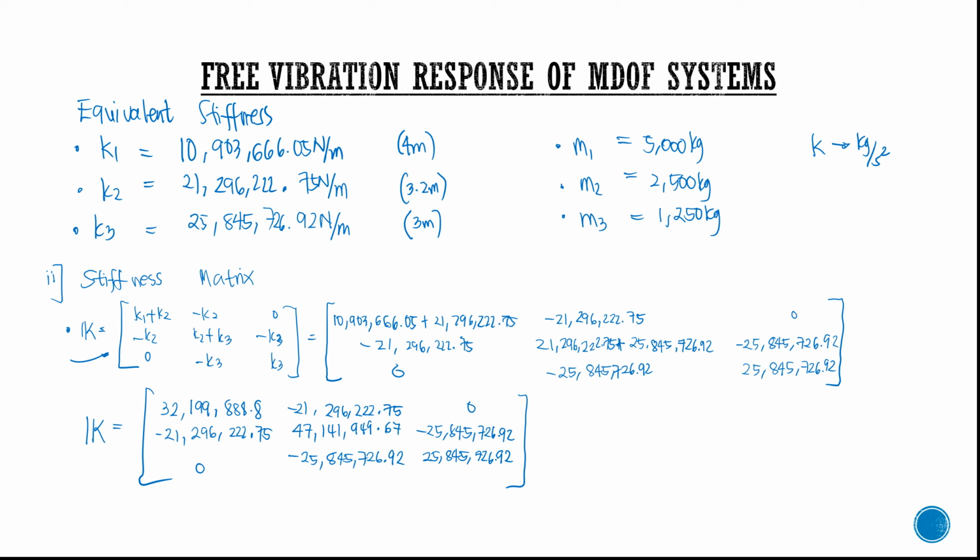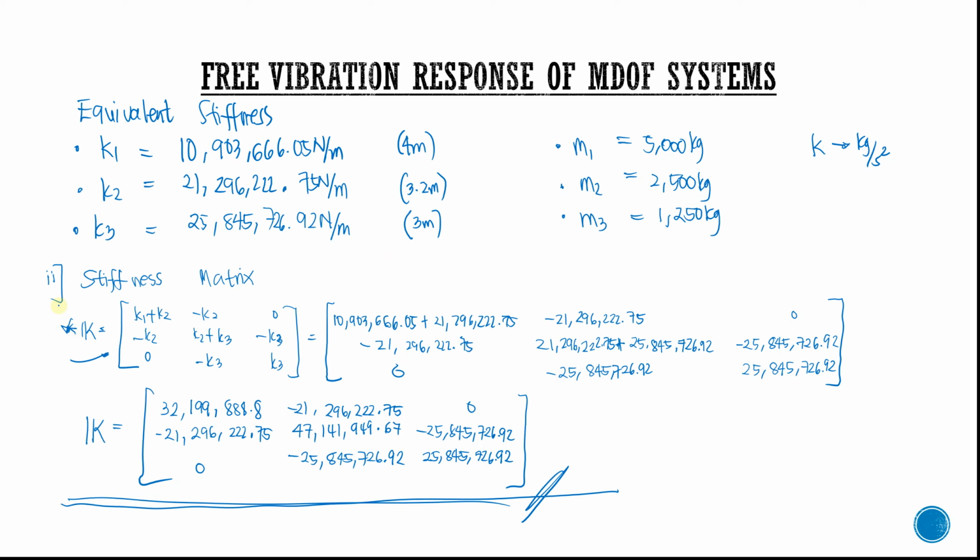So we just added the stiffness as shown there. We have the K1 plus K2 and then the K2 plus K3. And eventually we will get this stiffness matrix. That is for the stiffness matrix.